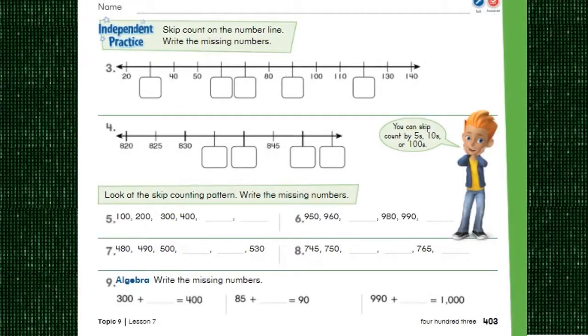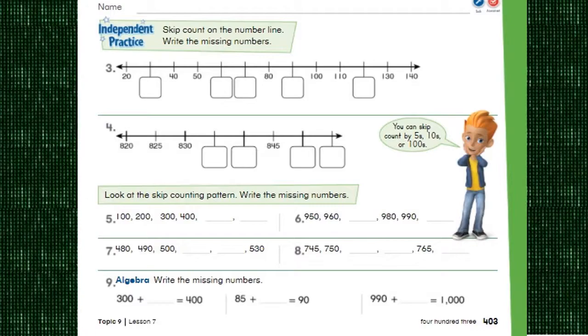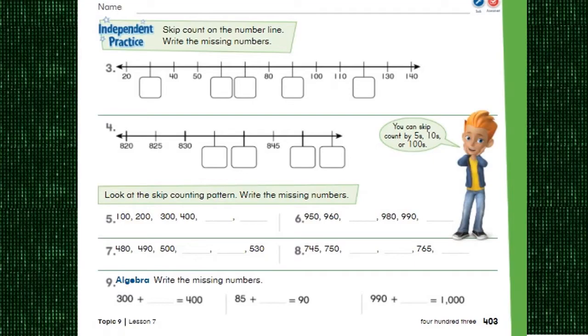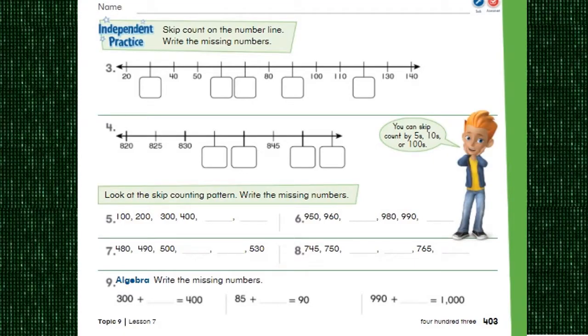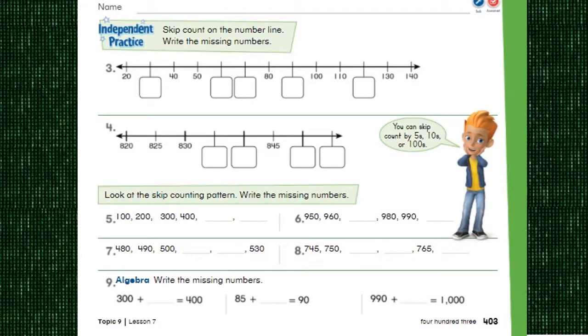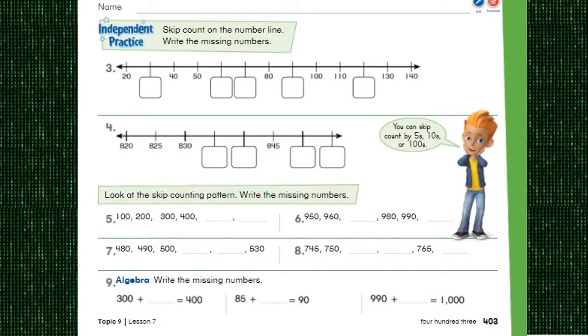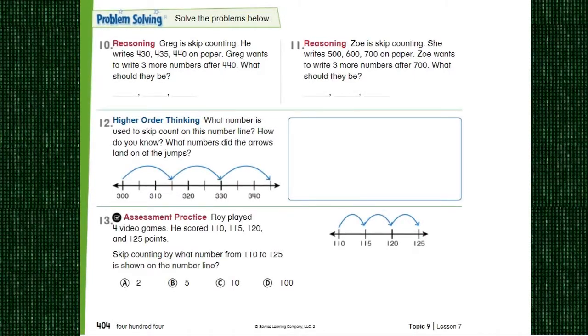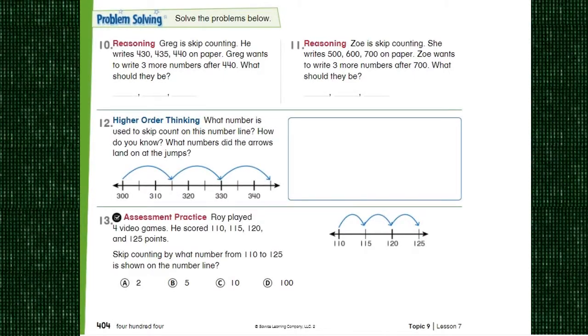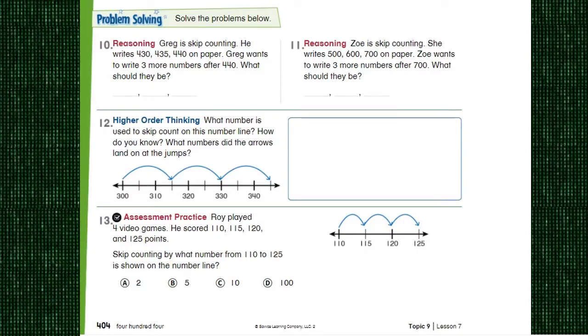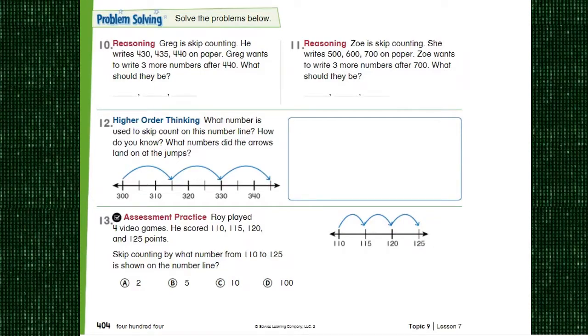All right, boys and girls, and then on page 403, you're doing more of the same. You just have to fill in the missing numbers. Look for the patterns. We're going to be doing a lot of that. Just look for the patterns and you should be able to figure out what comes next. And of course, on page 404, we have a little bit of reading that we have to do, but the math is the same.